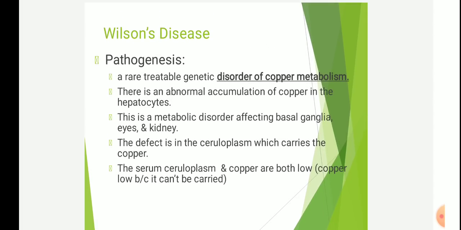Coming to Wilson's disease, what is the pathogenesis here? A rare treatable genetic disorder of copper metabolism. There is an abnormal accumulation of copper in the hepatocytes. This is a metabolic disorder affecting the basal ganglia, eyes and kidney. The defect is in the ceruloplasmin, which carries the copper. So serum ceruloplasmin and copper are both low.